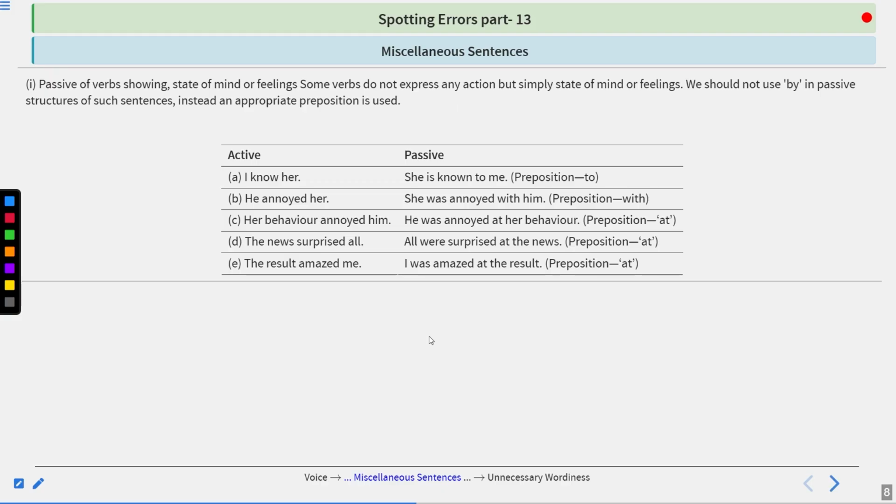Her behavior annoyed him. He was annoyed at her behavior. Preposition at will be used here instead of by. The news surprised all. All were surprised at the news. Preposition at here is used instead of by. The result amazed me. It will be changed into I was amazed at the result. Again, the preposition at is used here instead of by. I hope you've understood.